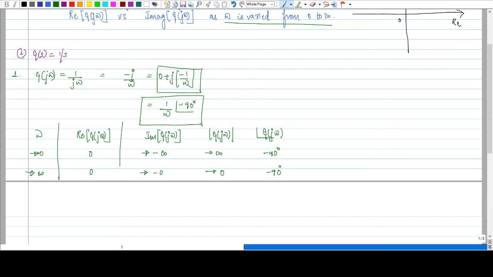So I have tabulated the magnitude, the real part, the imaginary part, and the angle as omega tends to 0 and omega tends to infinity. So now I'll try to plot this.